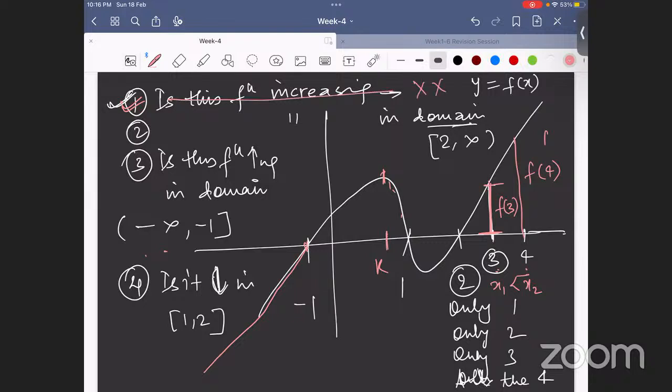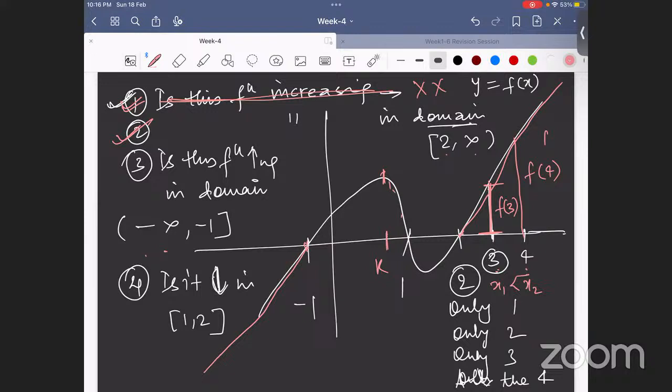Now in the second option, is this increasing from 2 to infinity? From 2 to infinity, the function value is always increasing. So the second option is correct, but the first option was incorrect. Are you able to understand that? Sir, can you please explain the first option once again?